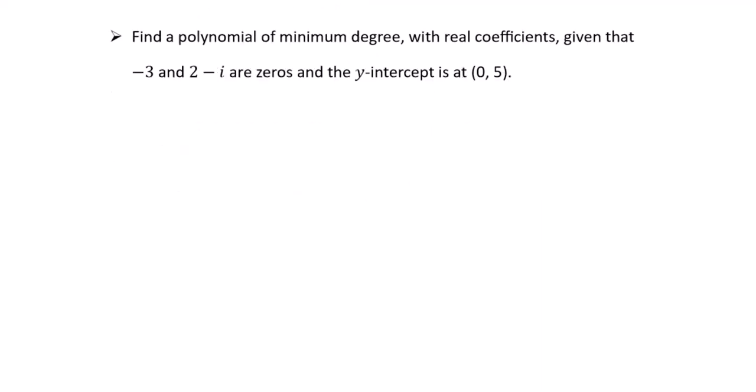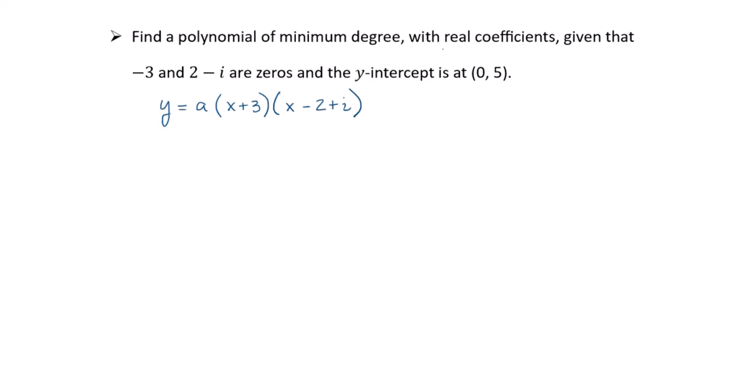Let's find a polynomial of minimum degree with real coefficients given that -3 and 2 minus i are zeros, and the y-intercept is at 0, 5. Well, to start building this polynomial, we'll have y equals some lead coefficient a. I know negative 3 is a 0, so that means x plus 3 is a factor. I know that 2 minus i is a 0, so x minus 2 plus i is that factor.